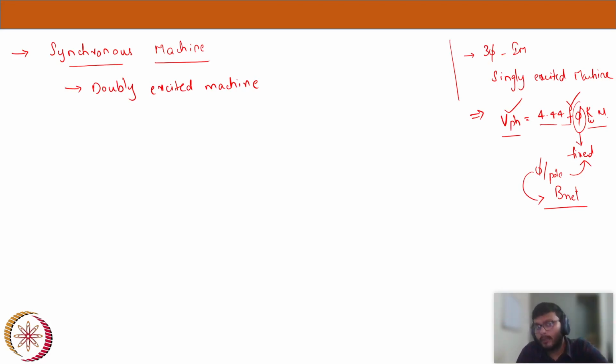And there is no concept of RMF in the rotor circuit, and there is no concept of induced EMF there. It's not an induction machine anymore. My rotor does need another excitation along with the stator. That's why we are calling our synchronous machine a doubly excited machine.